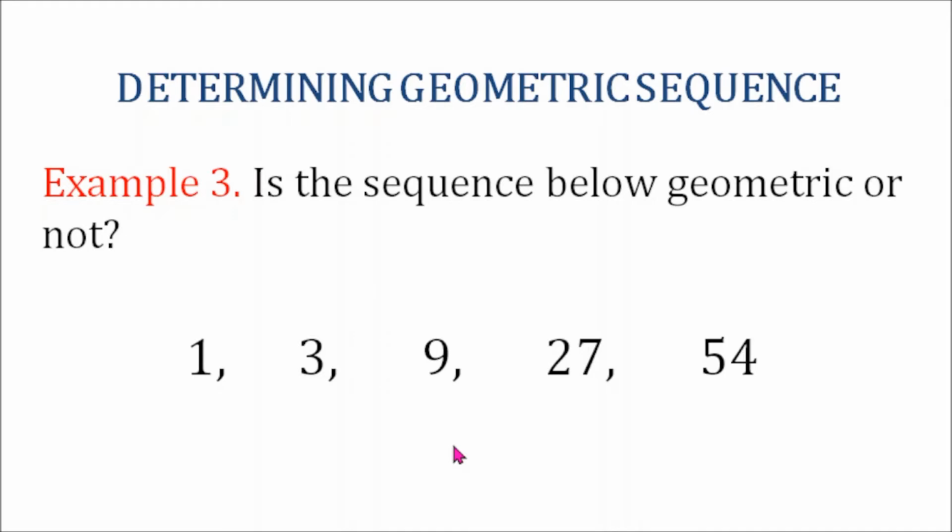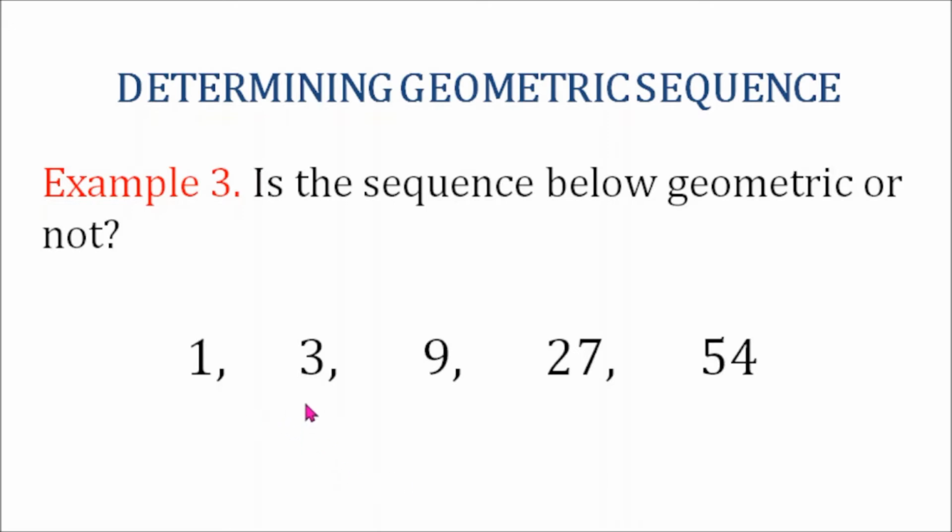The next thing that we need to learn here is determining geometric sequence. Example number 3. Is the sequence below geometric or not? To determine if this sequence 1, 3, 9, 27, 54 is a geometric sequence or not, we are going to find the ratio between consecutive terms.